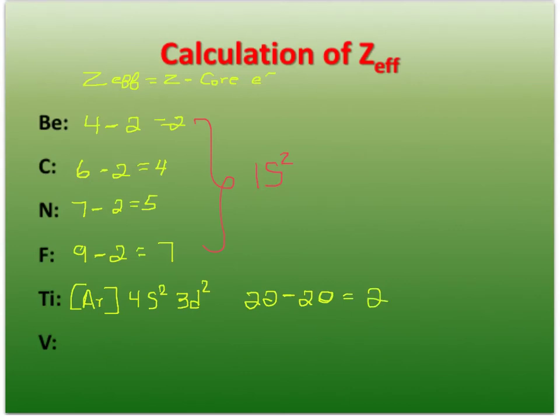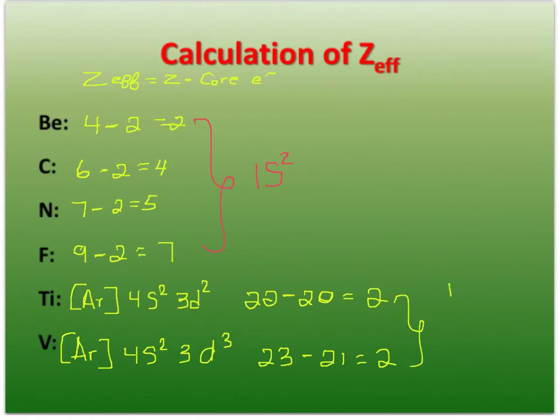Now vanadium, 4s2 3d3. So its atomic number is 23, but it has 21 core electrons. So that gives us an effective nuclear charge of 2. So what do we see here? So for our D block elements, the size is constant, or relatively constant, so the size does not really change here.